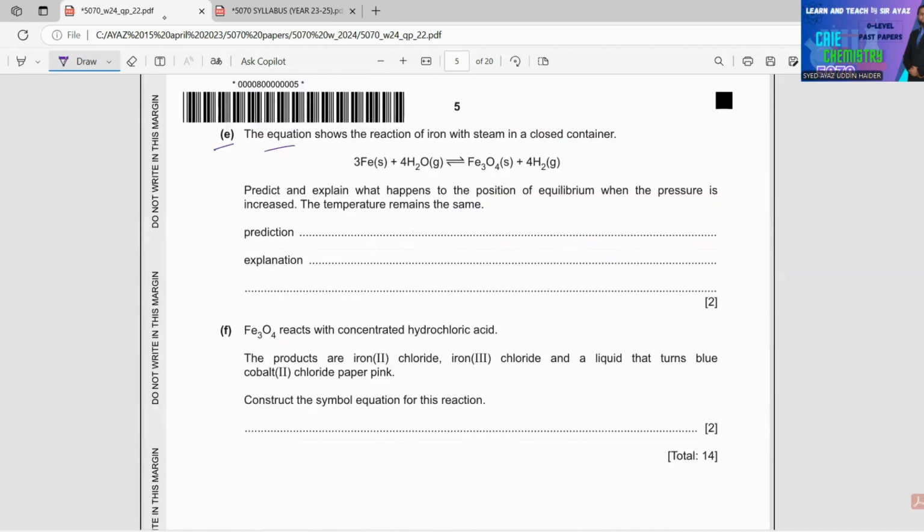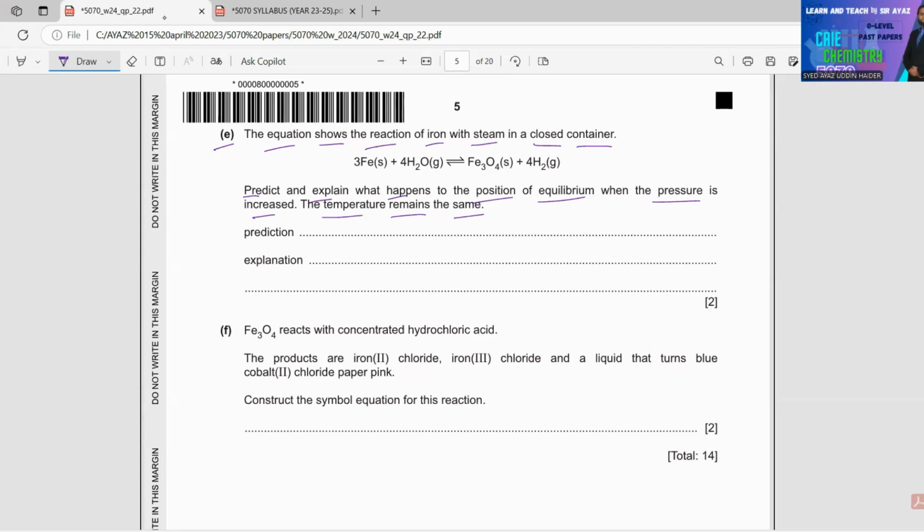E. The equation shows the reaction of iron with steam in a closed container. Here is the reaction equation: 3Fe(s) plus 4H2O(g), reversible sign, Fe3O4(s) plus 4H2(g). Predict and explain what happens to the position of equilibrium when the pressure is increased. The temperature remains the same.